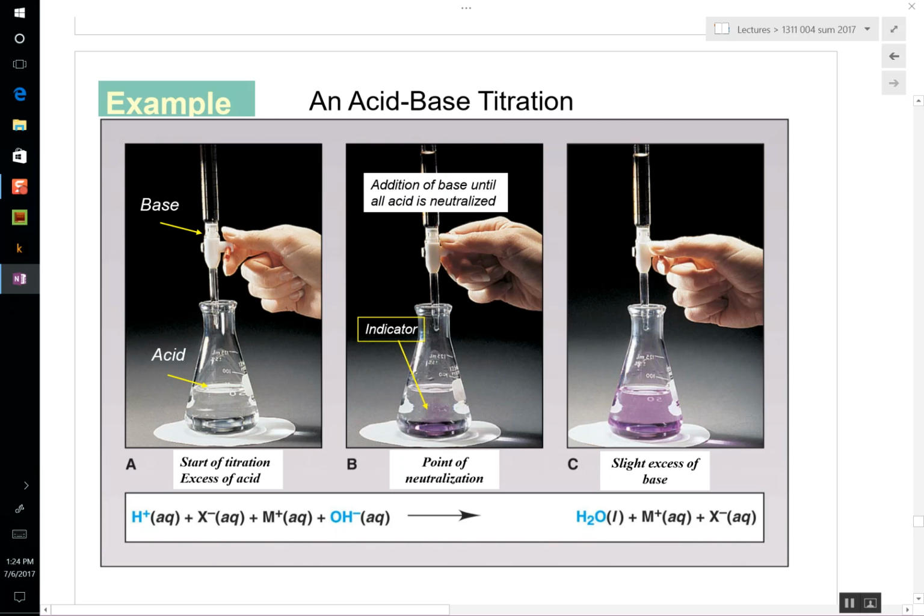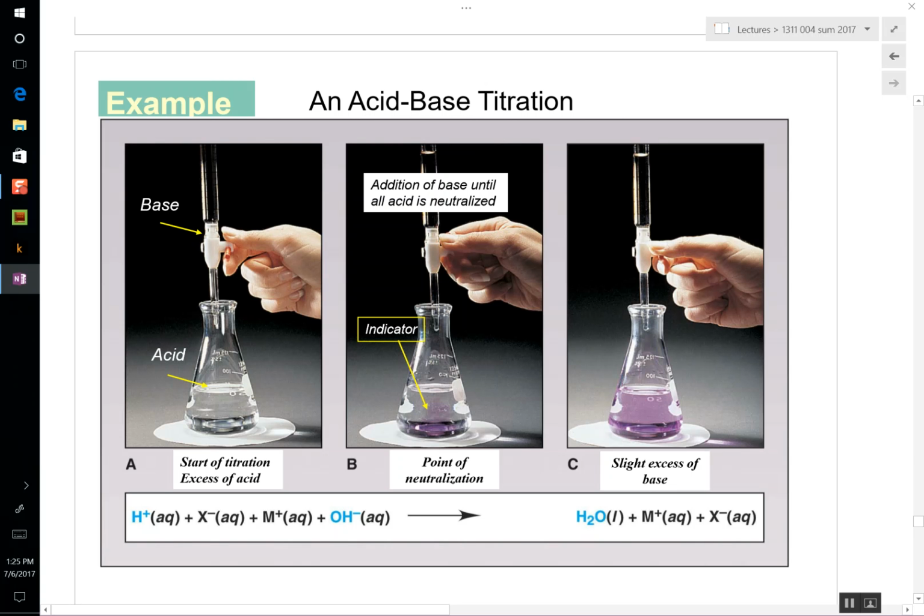You're dripping it in there until it gets neutralized. How do you know when it's neutralized? Well, if you added phenolphthalein, that's just one of a whole range of acid-base indicators you could use. If you put phenolphthalein into your acid here, it would be colorless. It would look like water, clear and colorless, as long as that solution remained acidic.